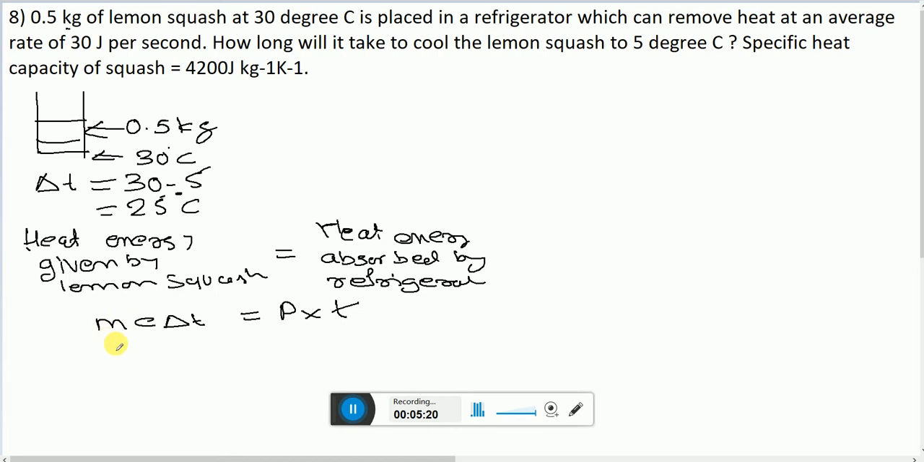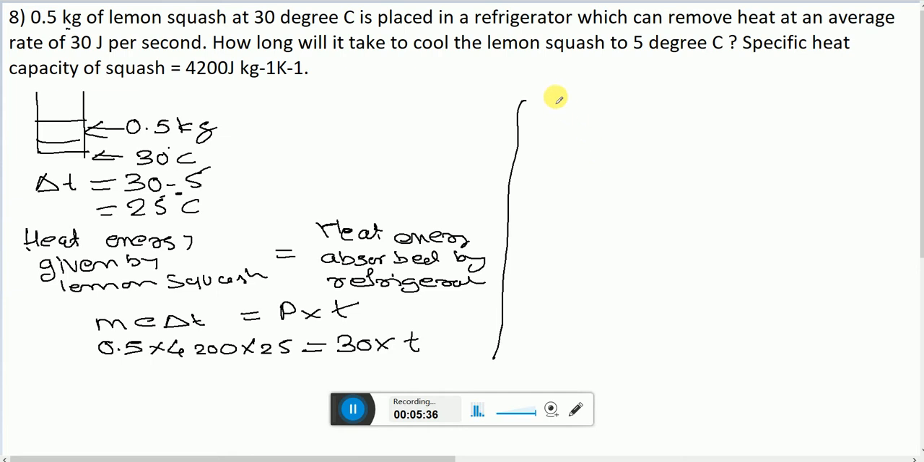Mass we know, which is equal to 0.5. Specific heat capacity is already mentioned. Change in temperature is 25. Power is 30 and time we have to calculate. So this calculation can be performed as 0.5 into 4200 into 25 divided by 30 is equal to T.